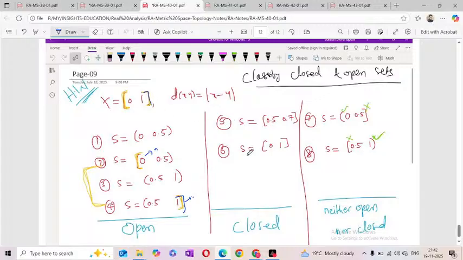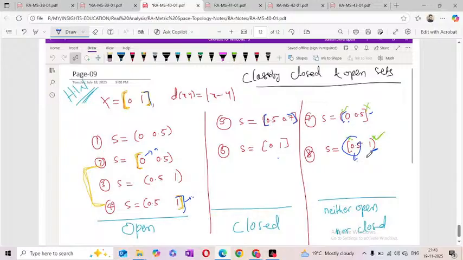Next one, come to the closed sets. Regularly, a closed interval must be a closed set. Next one is neither open nor closed. So observe here, 0 is an interior point, but 0.5 is not an interior point, so it is not open and not closed also. Next one, closed 0.5 to 1, so 0.5 is not an interior point and 1 is an interior point. Okay, so this one is neither open nor closed.